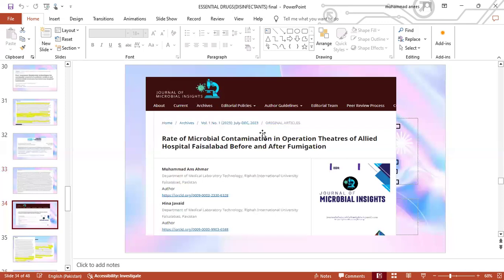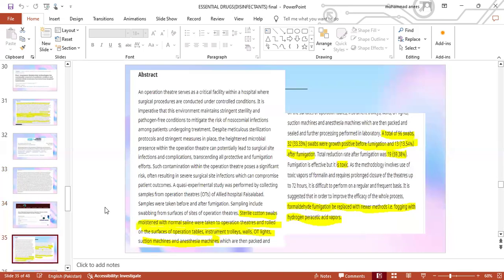So another one is rate of microbial contamination in operation theaters of allied hospitals of Faisalabad before and after fumigation. So what they have done is a quasi-experimental study was performed by collecting samples from operation theaters of allied hospital Faisalabad. Sampling included swabbing surfaces of sites in operation theaters with a sterile cotton swab moistened with saline. It was rubbed on various surfaces of operation tables, instrument trolleys, walls, OT lights, suction machines, and anesthesia machines. A total of 96 swabs were growth positive before fumigation and 13 after fumigation. So total reduction rate after fumigation was 19.